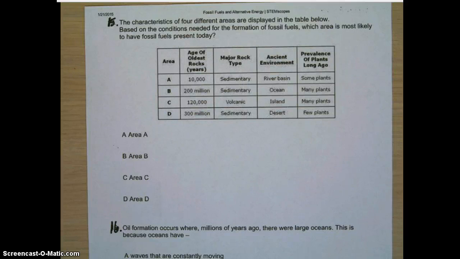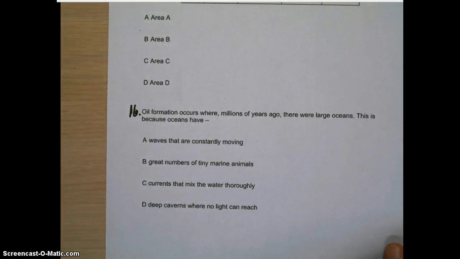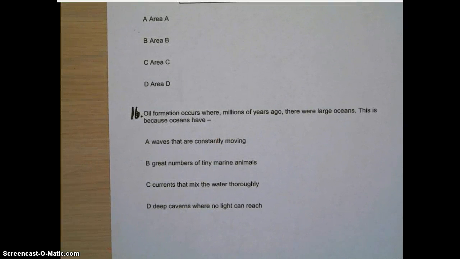Question number 16. Oil formation occurs where millions of years ago there were large oceans. This is because oceans have A. Waves that are constantly moving. B. Great numbers of tiny marine animals. C. Currents that mix the water thoroughly. D. Deep caverns where no light can reach.